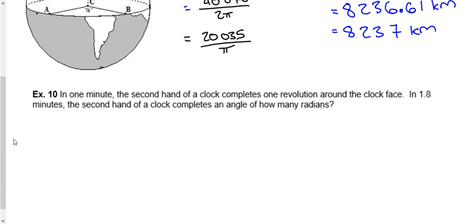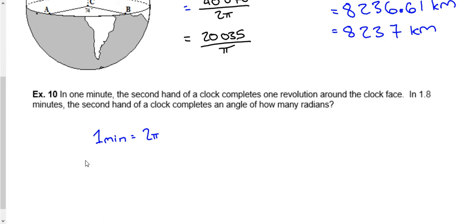And the last question for today: in 1 minute, the second hand of a clock completes one revolution around the clock face. In 1.8 minutes, the second hand of a clock completes an angle of how many radians? So, what do we know? It says in 1 minute, the second hand completes one revolution around the face of a clock. So that's the same thing as saying 1 minute is equal to, I can either say 2 pi or 360 because that's a full rotation. So I'm going to go with 2 pi because we're working in radians today.